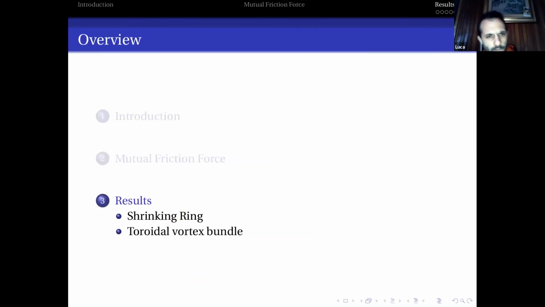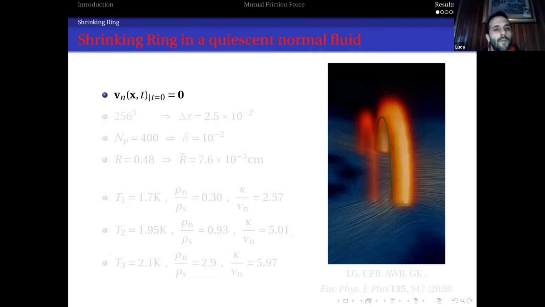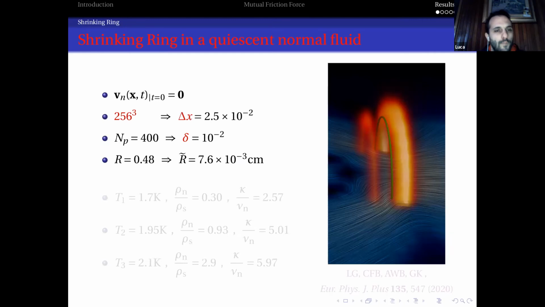Going very quickly through results, we started by investigating the shrinking ring in quiescent normal fluid. Initially we have a quiescent normal fluid, on a 256 cubed grid for the normal fluid, only 400 points for the vortices, and the equivalent radius is 7.6 times 10 to the minus 3 centimeters.